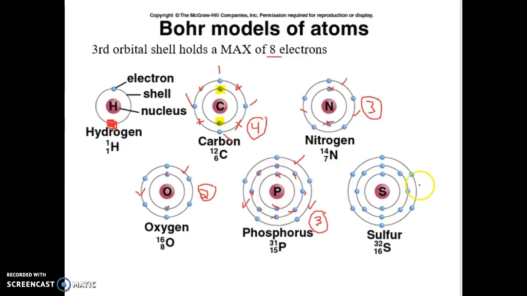We jump over to sulfur. Sulfur has 3 shells. First shell is complete. Second shell is complete with 8. But then when we count up how many it has in the third shell, we got 1, 2, 3, 4, 5, 6. Sulfur is looking for 2 more. 2 more will make sulfur complete.